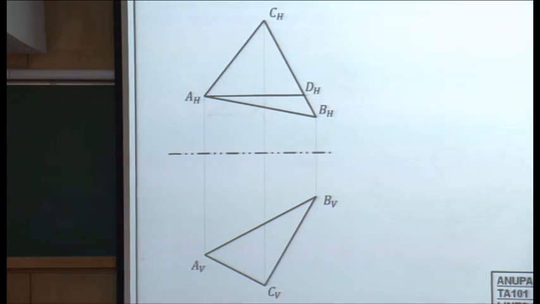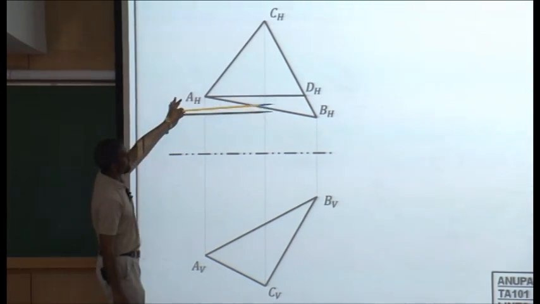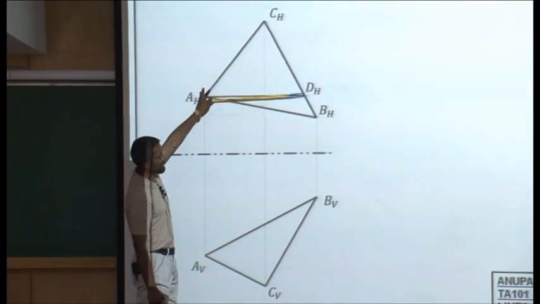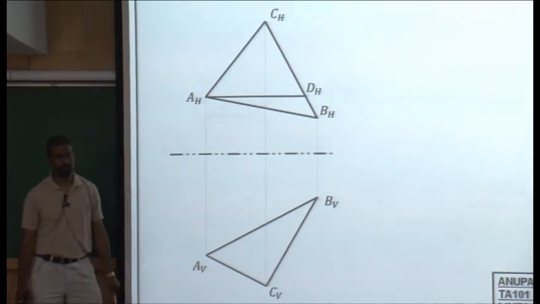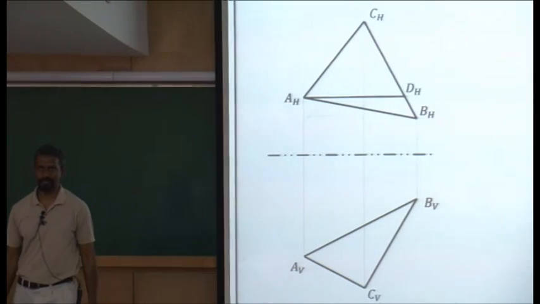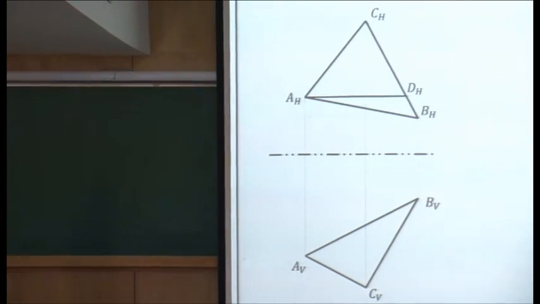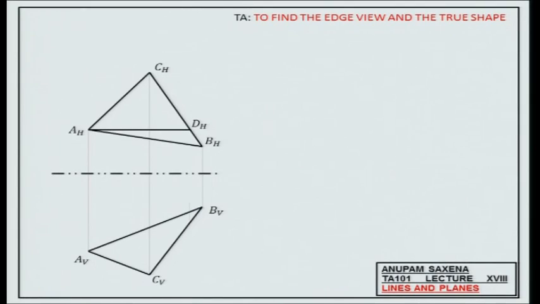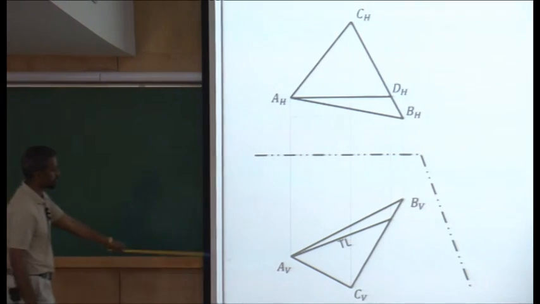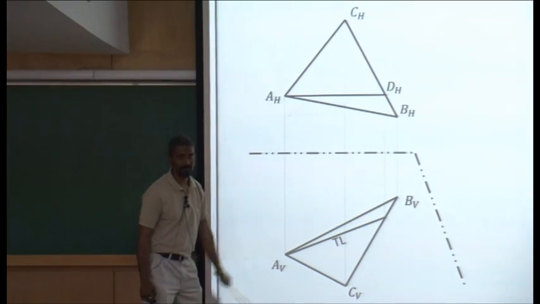I locate a point DH on BHCH in such a way that AHDH is parallel to the hinge line. Okay, that's the smarter thing that I have done. The second thing, well, not very difficult. I project DH down and get that corresponding point here on BBCV.